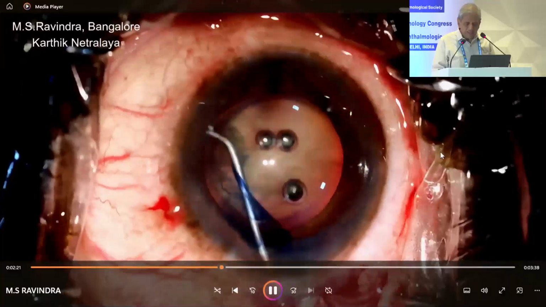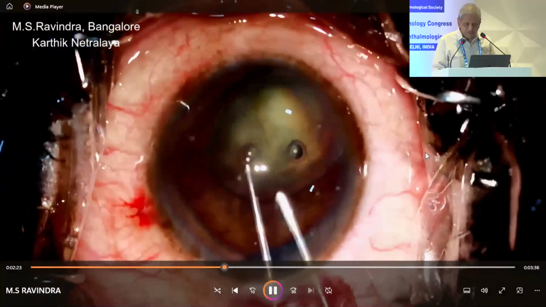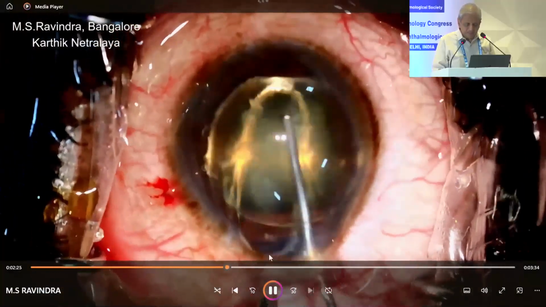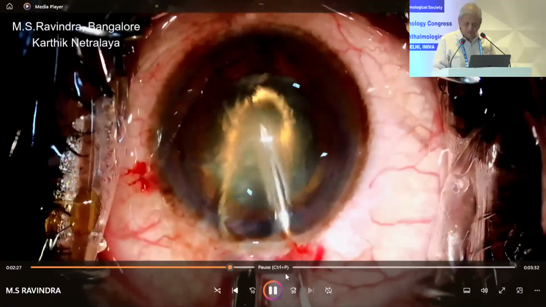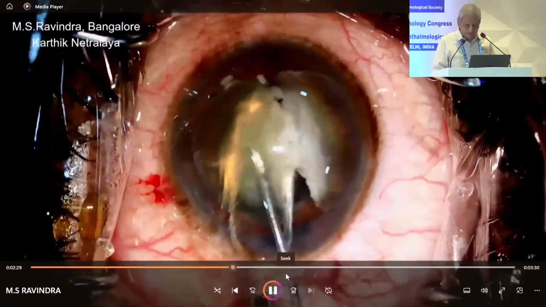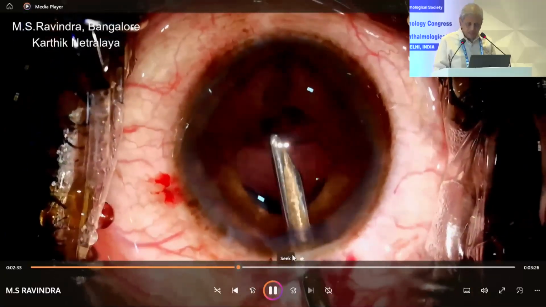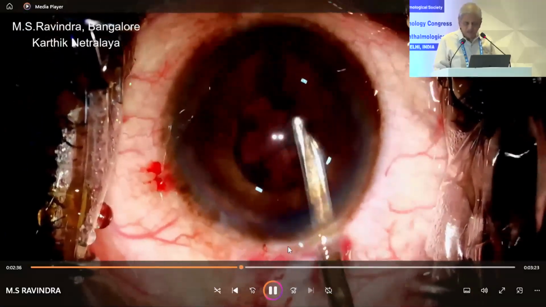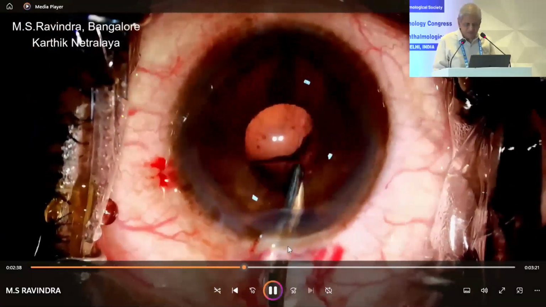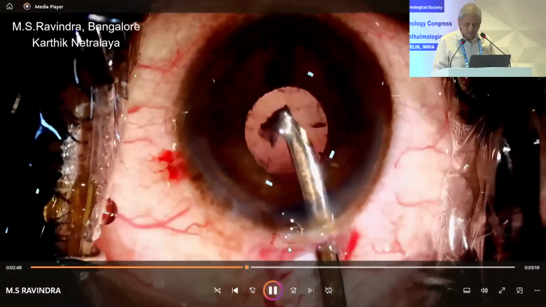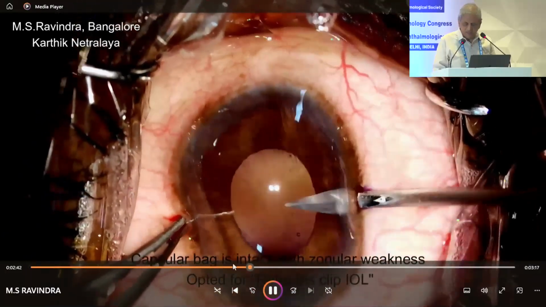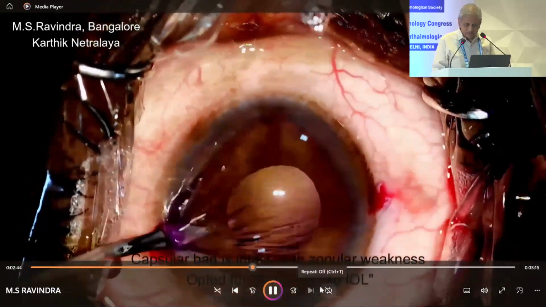And here again, as you can see, when I did the rexis, there was a lot of zonulopathy, and here again this is going to dislocate. You can see a lot of IFIS there. I've removed the cortex, and again I've done the entries on the side.